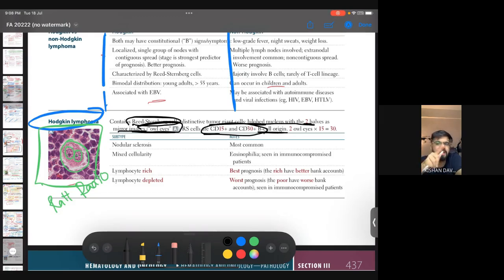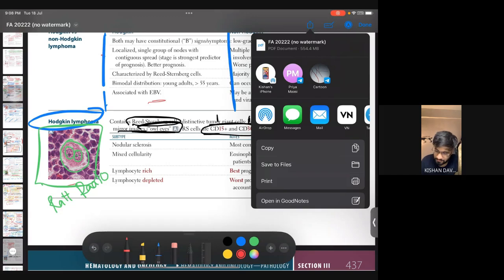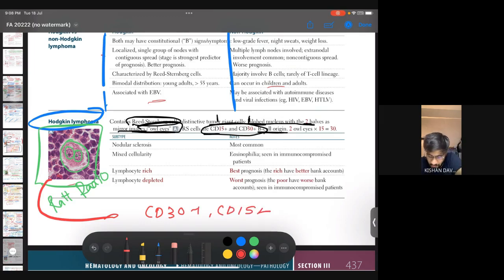Okay, those three markers will be used here, especially B cell markers and T cell markers, very very important. So CD15 and CD30 positive. This is how the case will be presented to you. They will give you this image. They will give you CD30 and CD15 positive. That's it. This is what your hint will be for Hodgkin lymphoma.